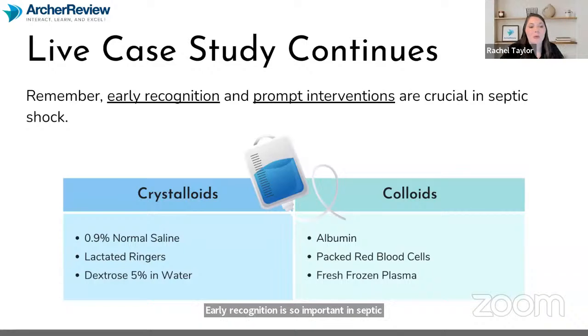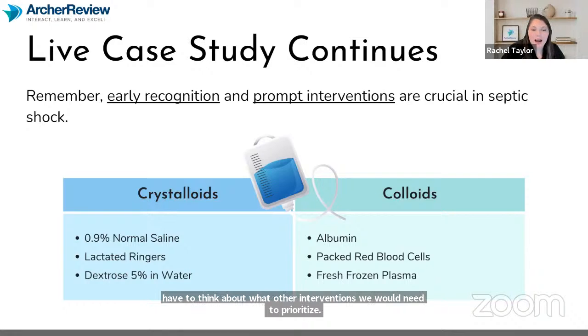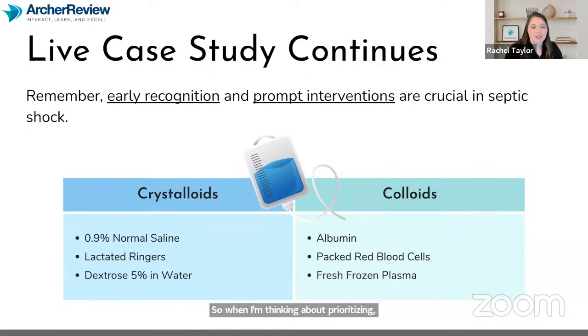So we have to think about what other interventions we would need to prioritize. When I'm thinking about prioritizing, I'm going to assess the client's oxygen saturation. They might need to be on supplemental oxygen. And then we want to initiate intravenous fluids. And we're going to utilize two different fluid types. That includes crystalloids and colloids.